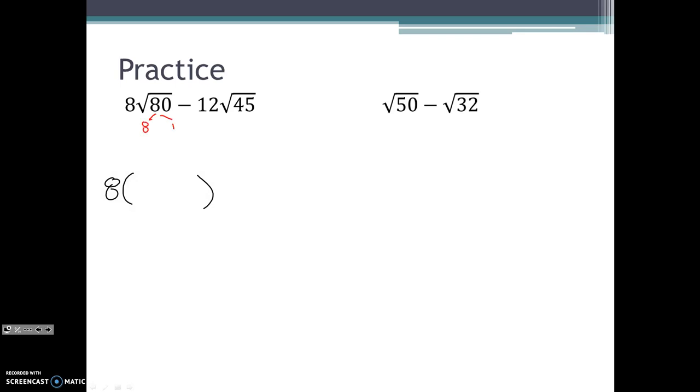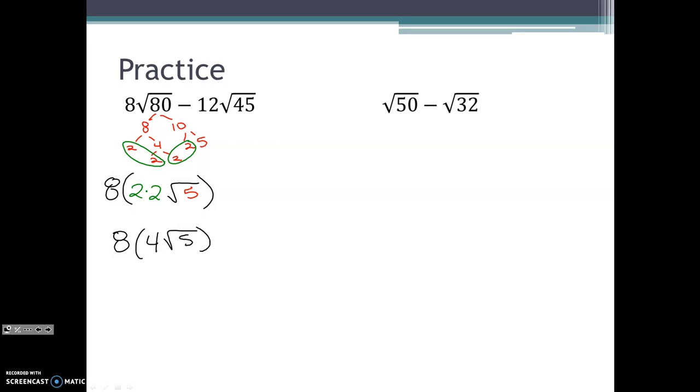Well, that would be 8 and 10, 2 and 4, 2 and 2, and then 10 splits up into 2 and 5. Now that is a square root. That is a square root. So that means I'm looking for pairs. So I have a pair of 2's and another pair of 2's. And then on the inside, I have a square root of 5. That 5 was not able to come out. So I have 8 times 4 square roots of 5.